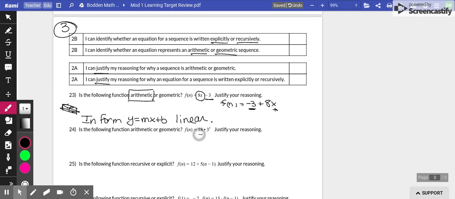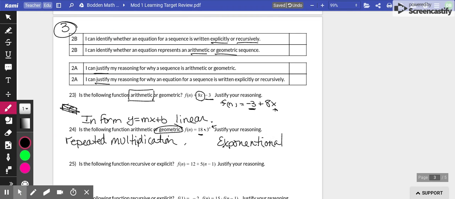Number 24, is the following arithmetic or geometric? So what I notice here is I have this starting term of 18, and then I am multiplying by 3 x amount of times. So what I end up having is repeated multiplication. And that makes it geometric. Another thing you could say is this is an exponential function. And exponential functions are geometric.